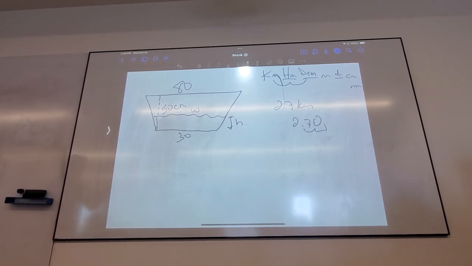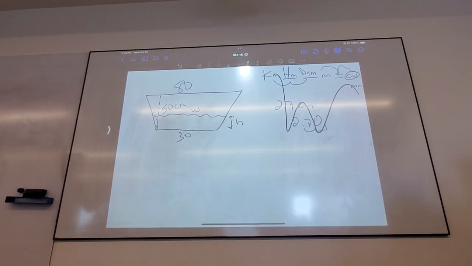So, to convert from centimeters to meters, I go back 2 places. Just because I go 1, 2. King Henry died Monday drinking chocolate milk. That's a little mnemonic device to remember. Kilometers, hectometers, decameters. King Henry died Monday drinking chocolate milk.